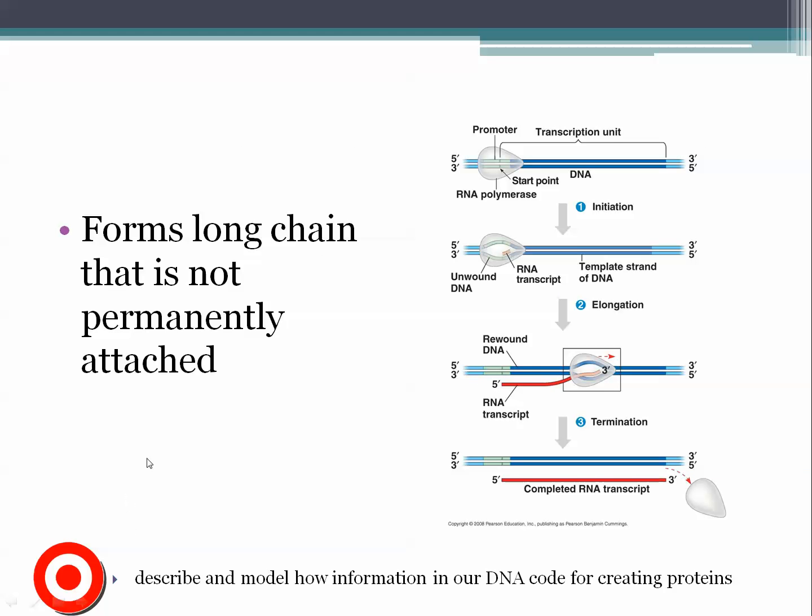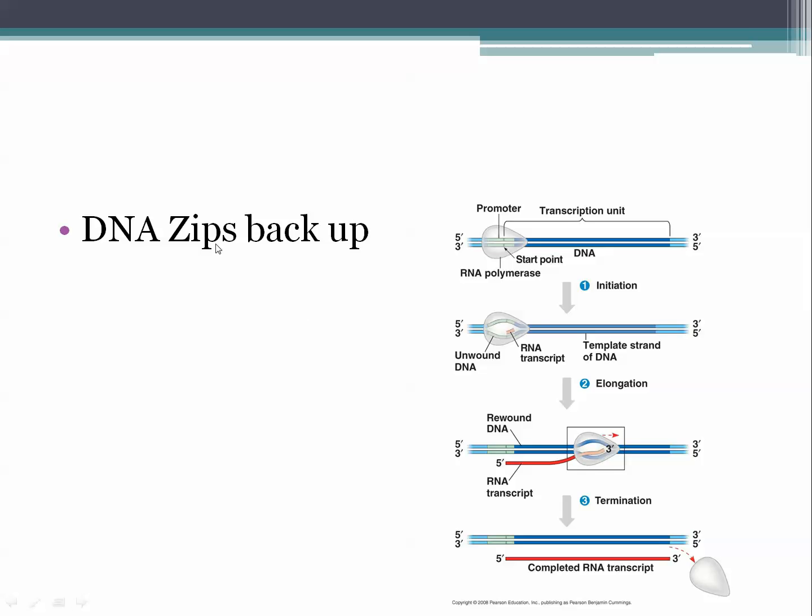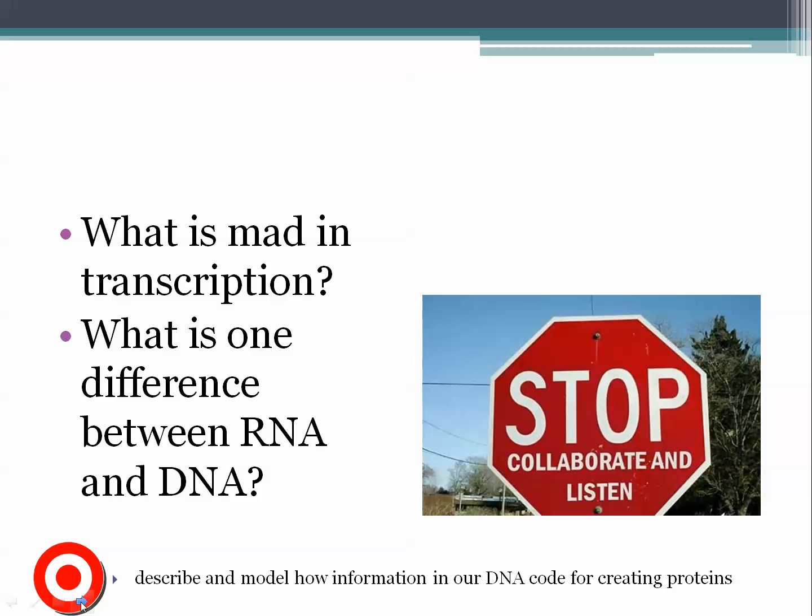Our DNA makes a long chain of mRNA, right? It's just one single-stranded molecule, mRNA, made of nucleotides again. And that is not permanently attached. It's going to be loose. So we start here. Here's our DNA. It opens up. We start making mRNA, and then it's going to detach. After that, it zips back up, and we have our molecule. So, not what is made, but what is made in transcription.